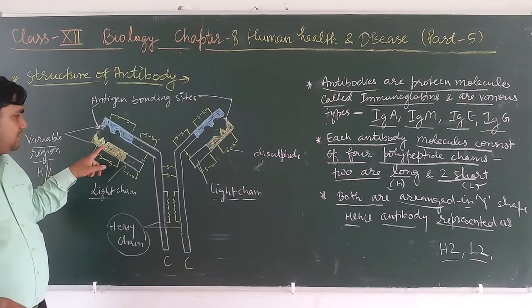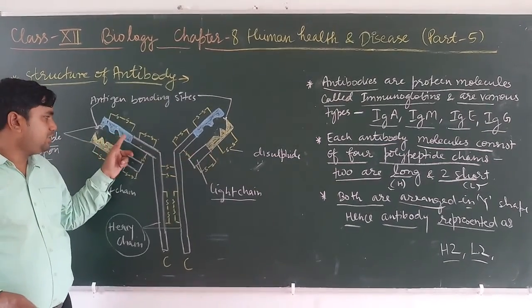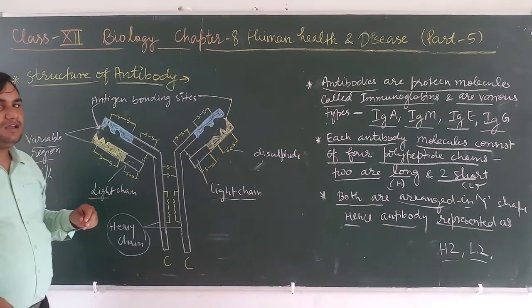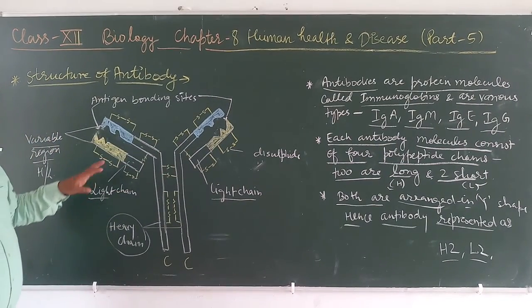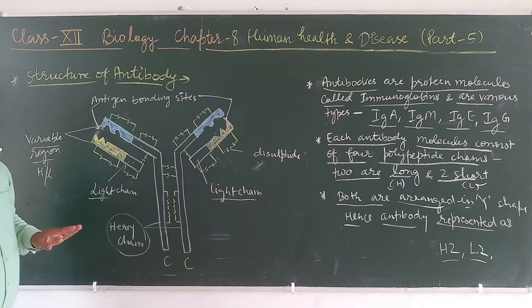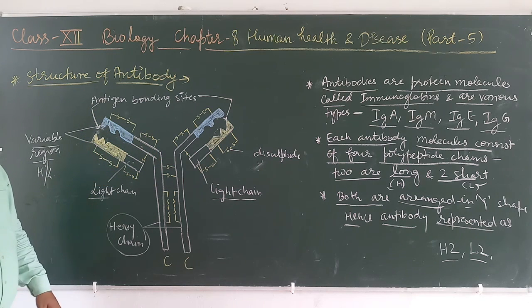Here you can see one light chain means 2 light chains and 2 heavy chains; 1 heavy and 1 heavy chain means 2 heavy chains in this one antibody. They have antigen binding sites. They are connected with disulfide bridges and they have a variable region in the heavy and light chain.